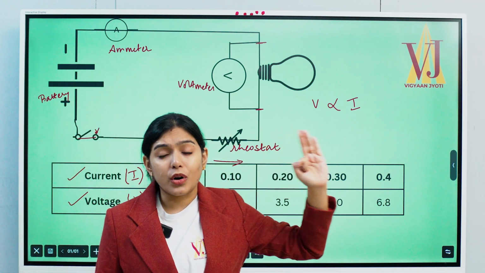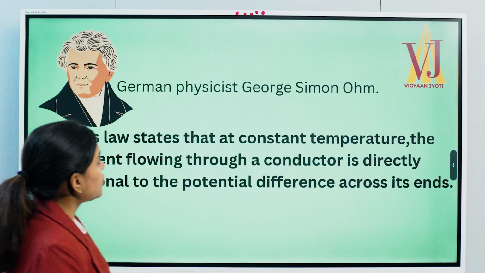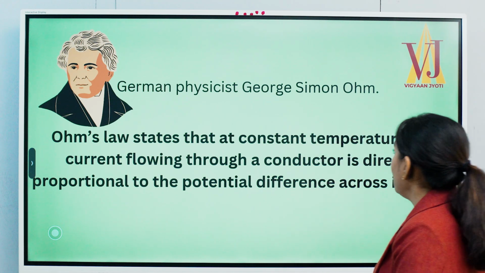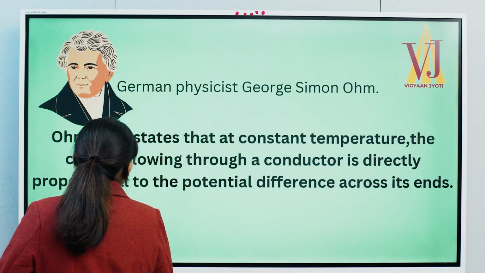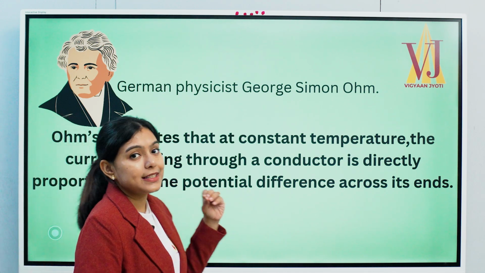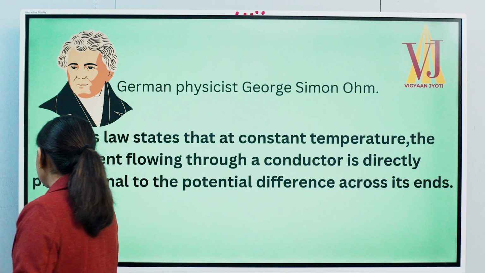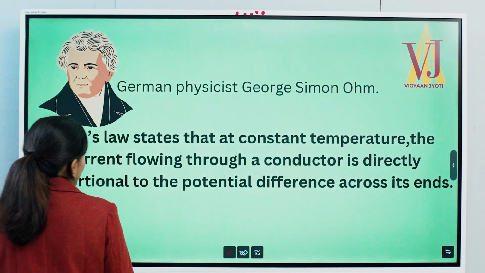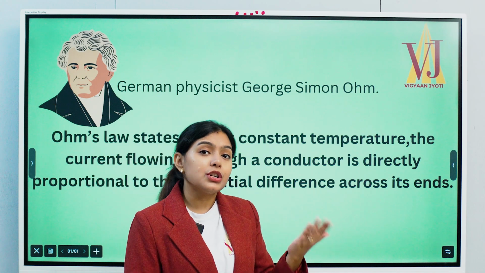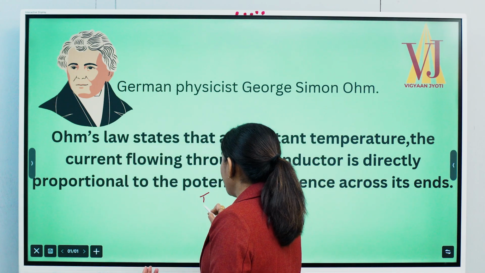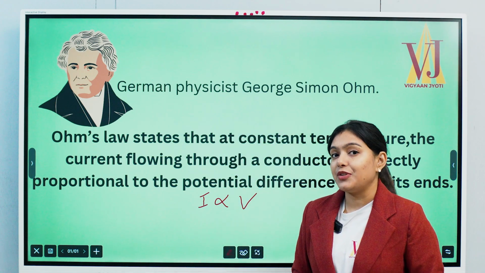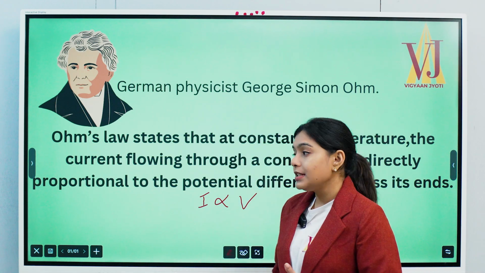Now we shall come to what the law was. German physicist Georg Simon Ohm states that at constant temperature, the current flowing through a conductor is directly proportional to the potential difference across its ends. In this case, who is depending? Definitely the current. The first one that came into the picture was the potential, so the current depends on the potential. So I is directly proportional to the voltage or the potential difference.